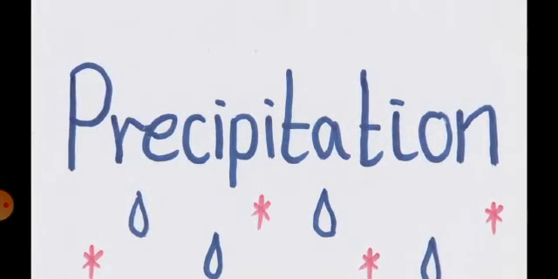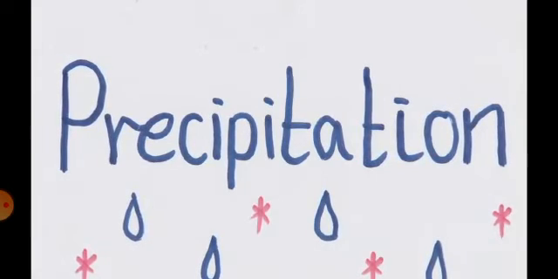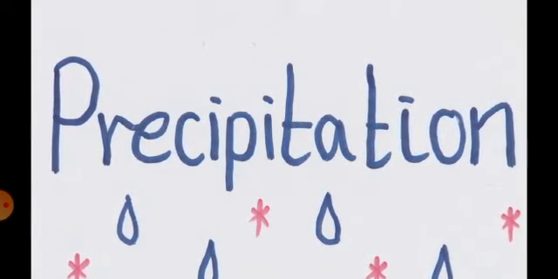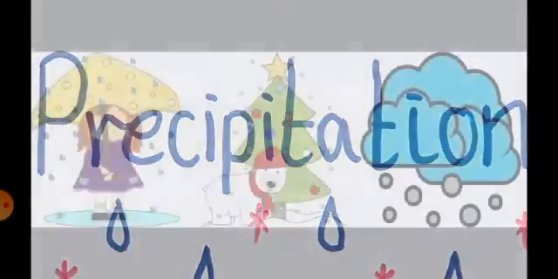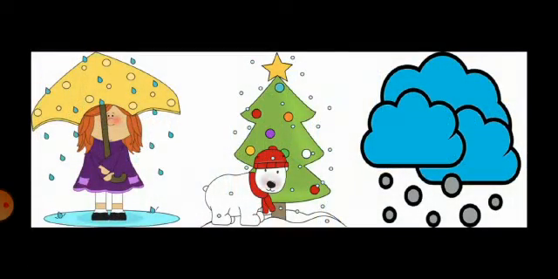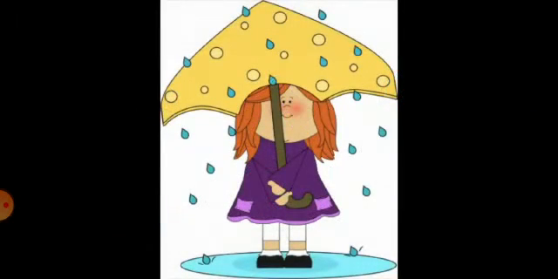Those water drops become bigger and heavier, so they start falling down due to Earth's gravity. This process is called precipitation. Now, in this process, precipitation, rain, snow, or hail will happen depending on the temperature. So let's start first with rain.